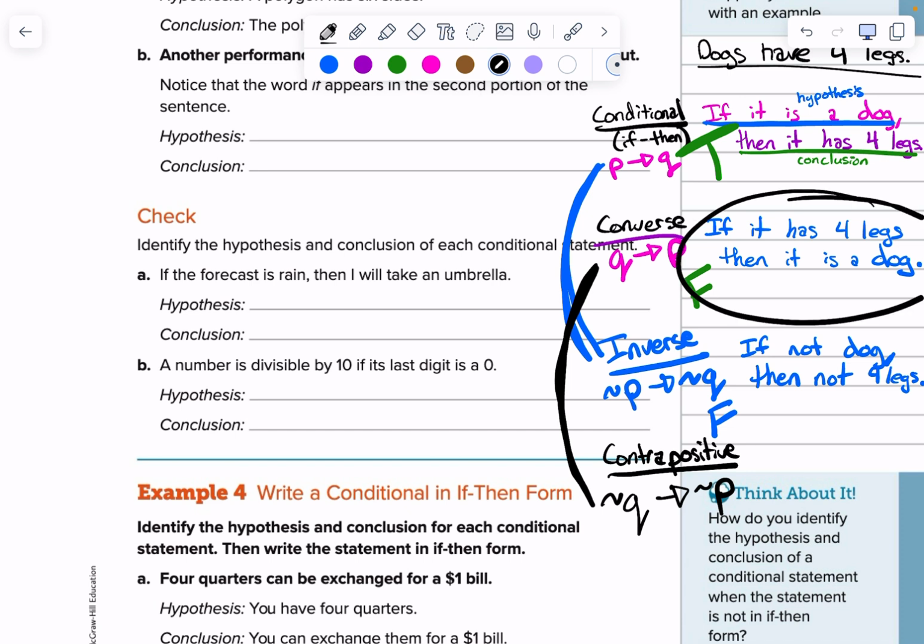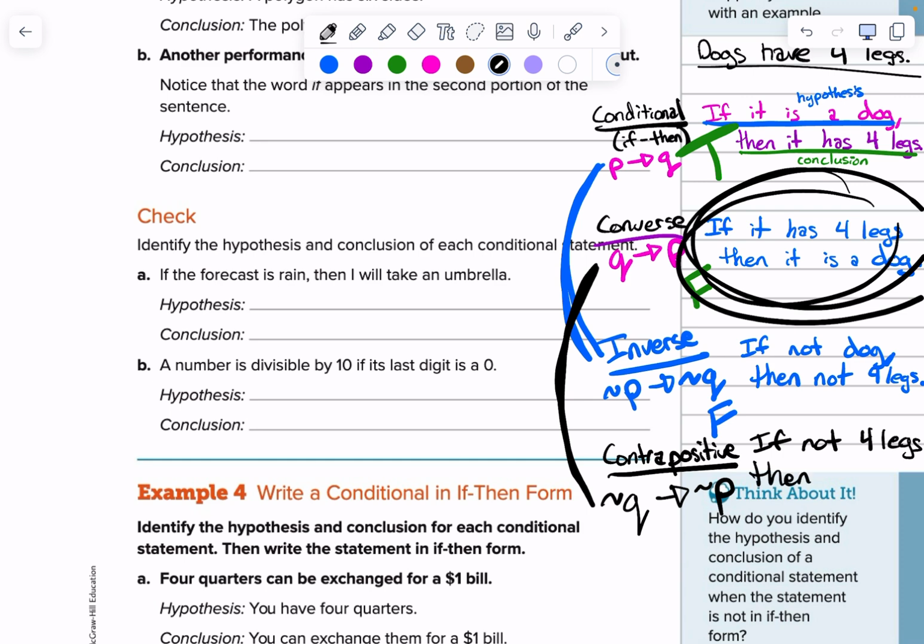We're looking at the converse. When we do the contrapositive, we negate both parts. If it doesn't have 4 legs, it's not a dog. If not 4 legs, then not dog. The animal I'm talking about does not have 4 legs. Does that mean it can't be a dog? It's true. My animal is a 2-legged animal, or 3. We're excluding rare circumstances. If the animal does not have 4 legs, then it is not a dog.